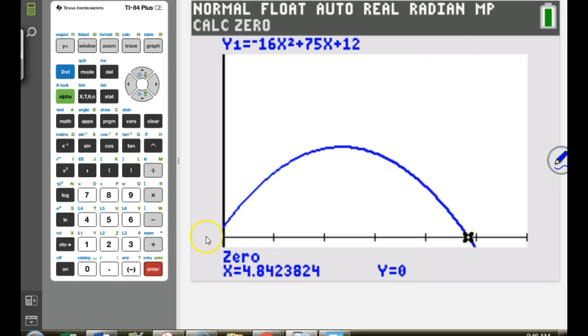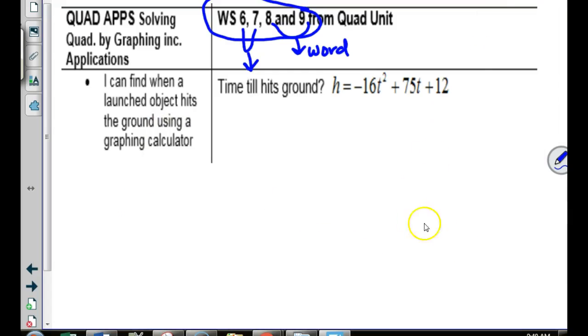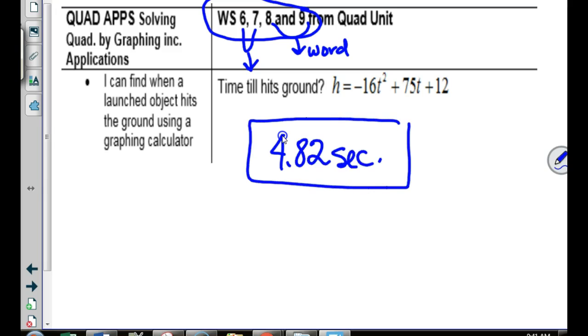I got 4.842. I think it says hundredths on the quiz, not thousands. If you put thousands, it'll be okay. Just don't round to like 5 seconds, because then I don't know if you did the question accurately, is my issue. I think it says round to the hundredths on the quiz.